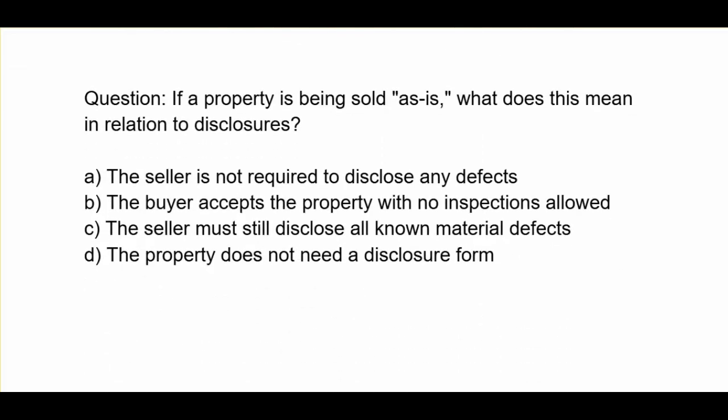If a property is being sold as is, what does this mean in relation to disclosures? A, the seller is not required to disclose any defects. B, the buyer accepts the property with no inspections allowed. C, the seller must still disclose all known material defects. D, the property does not need a disclosure form.